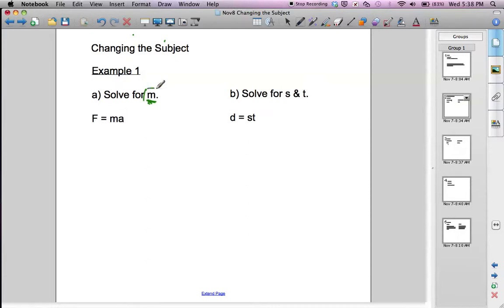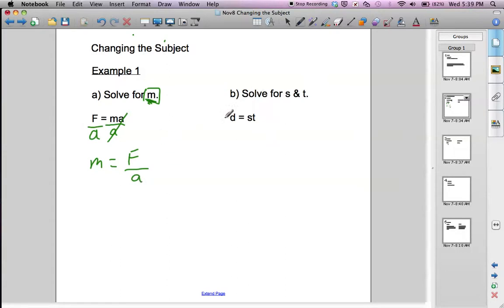So this is asking, how do you calculate mass? To do that, we change the subject to m. We solve for m. We don't want the a, we just want the m, so we're going to get rid of that a. To do the opposite of times a, you divide by a, both sides of the equation. And we get m equals force divided by acceleration. And that's how you calculate the mass if you're given the force and the acceleration.